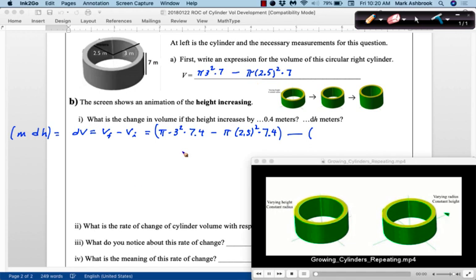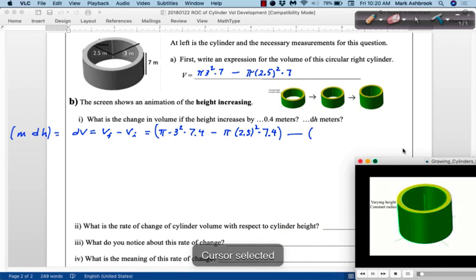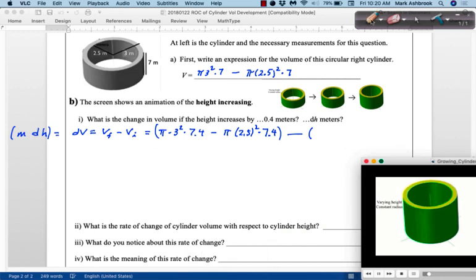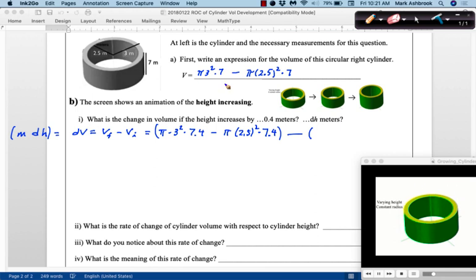Which is pi times 3 squared times 7. That's it? No, that's not all. You have to also do pi times 2.5 squared times 7. So our starting volume would be this whole thing. All right, we'll stop right there. That would be a representation of the change in volume if the height changed from 7 to 7.4, or a change of h of 0.4. Everyone good on that? So let's use that structure right there.